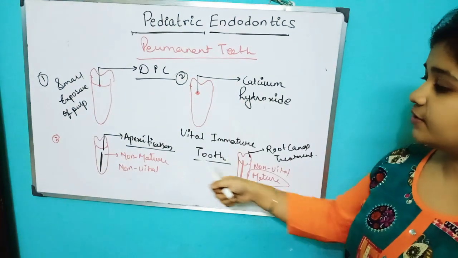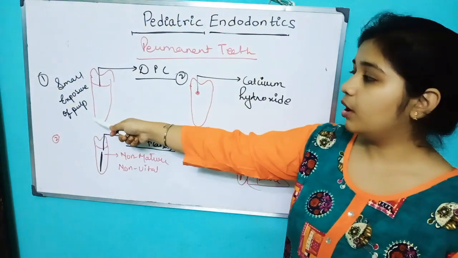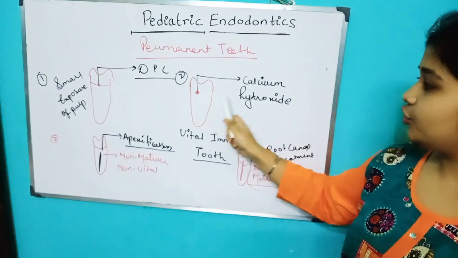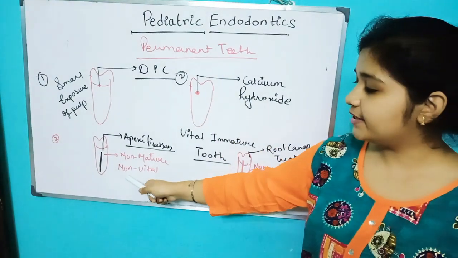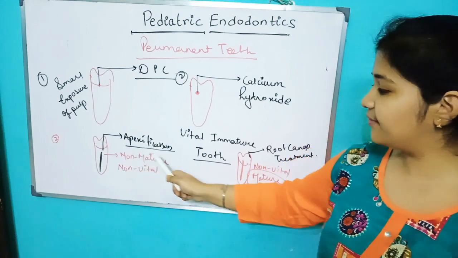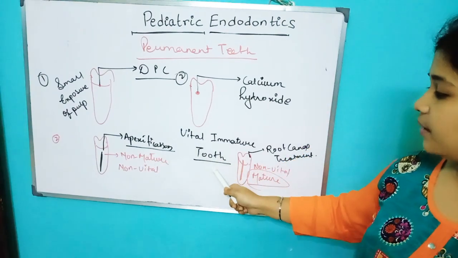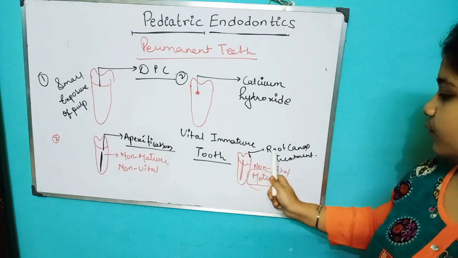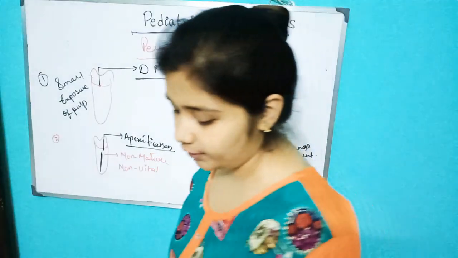4 conditions in permanent teeth: small exposure of pulp, direct pulp capping; when there is an immature tooth, calcium hydroxide; when there is a non-mature, non-vital, apexification; when there is a vital immature tooth; when there is a non-vital mature tooth, then we can do your root canal treatment.